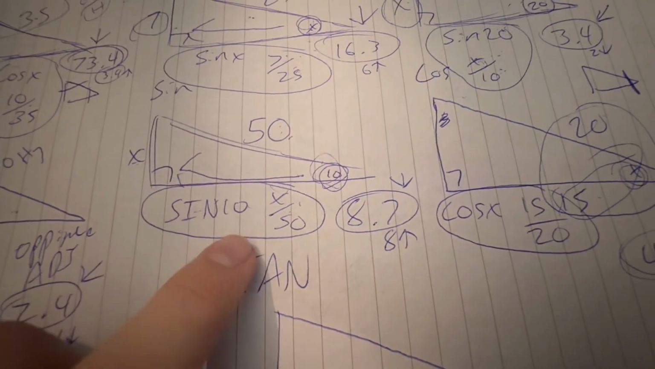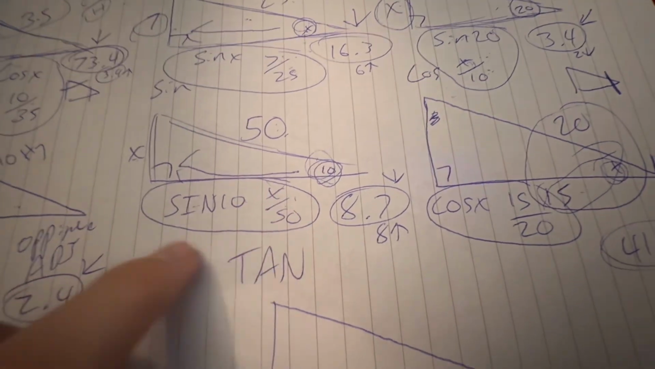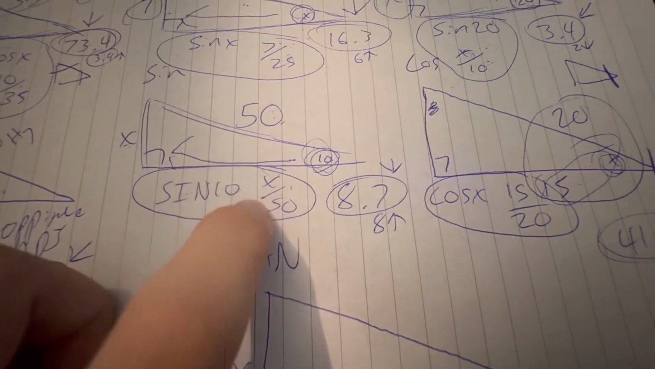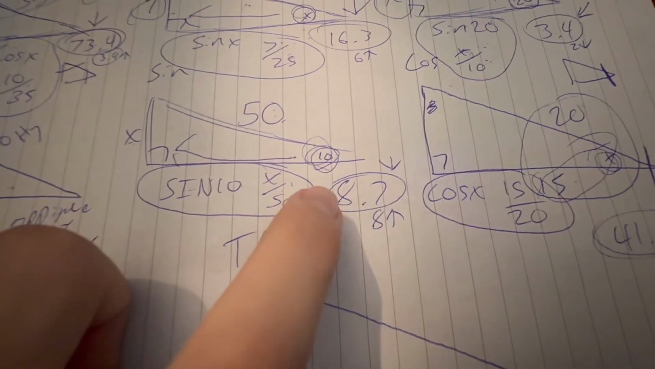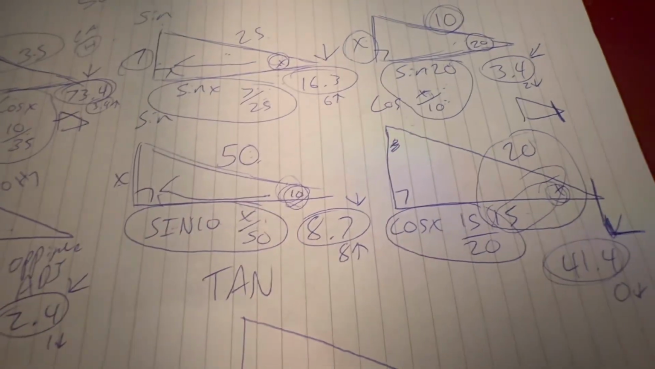The sine of 10 is x over 50. You're going to get the sine of 10 here, and you're going to multiply it by 50, which is going to give you approximately 8.7 rounded to the nearest tenth.